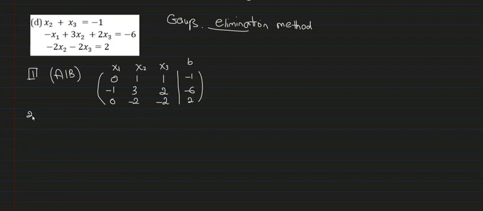Now we need to work on this augmented matrix using the elementary row operations in order to find the echelon form.